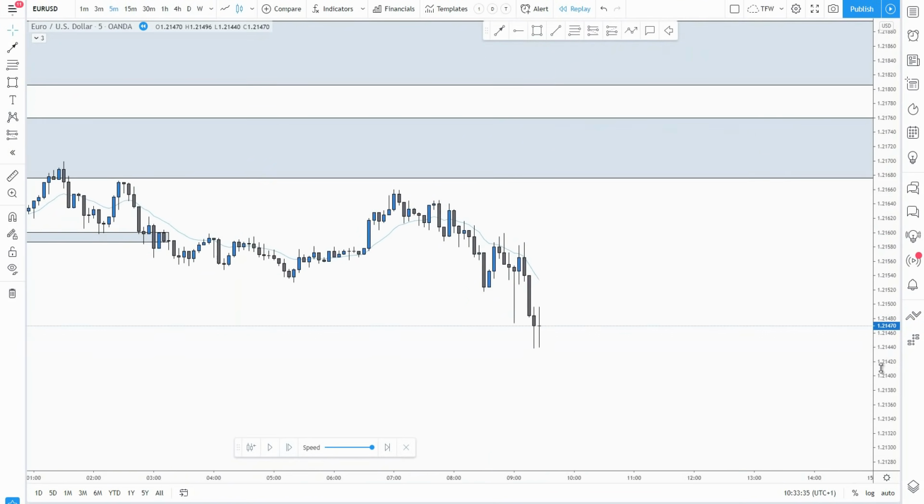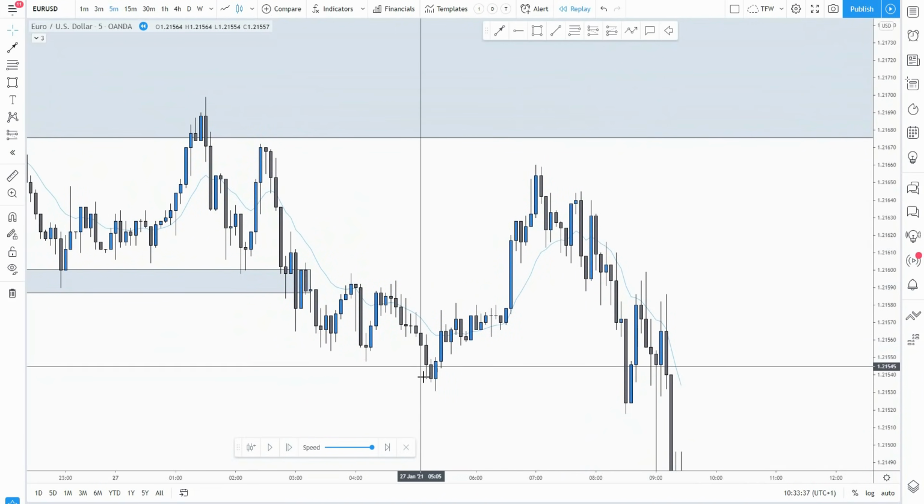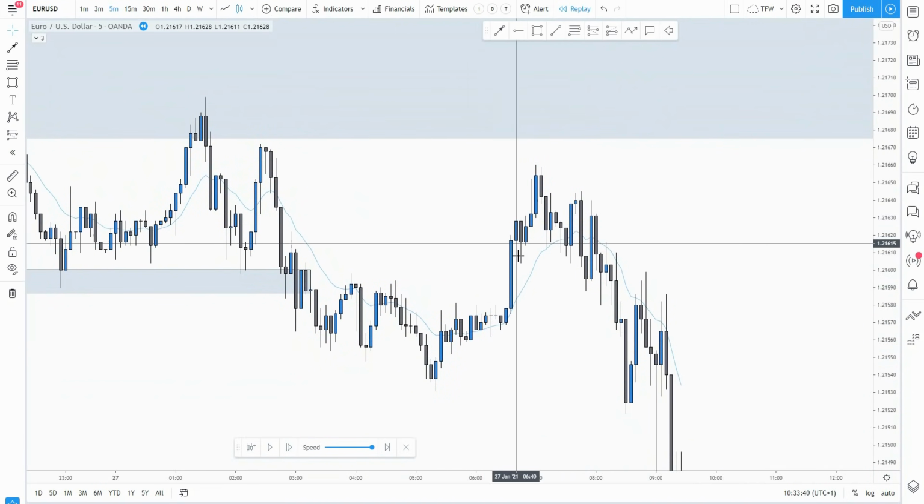If I go to the 5 minutes, have a look, same thing on the 5 minute. We have a push, we have a pullback. We have a push, pullback with this one candle.